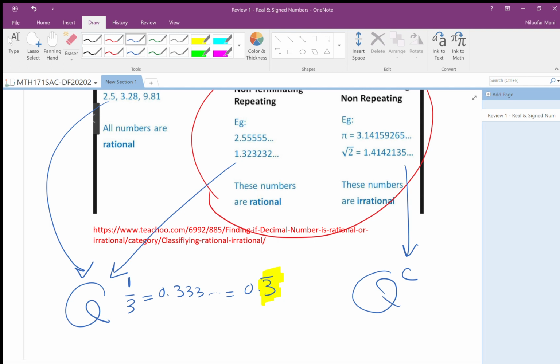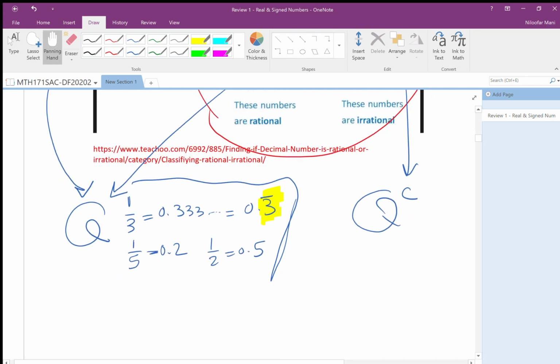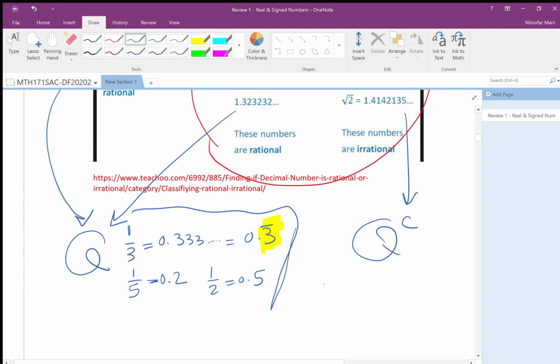Or it's terminating. For example, 1 over 5 is 0.2. This is terminating. 1 over 2 is 0.5, terminating. They are all rational numbers. Those numbers which are neither terminating nor repeating are irrational numbers. And you can see them with just your calculator. If you use radical 2 in the calculator, you see radical 2 is here. It doesn't mean after 5 there is no digit. It continues forever, but I don't know what. If I say 1.4, 1.41, that's approximate.